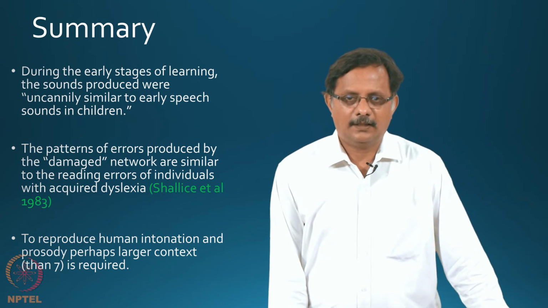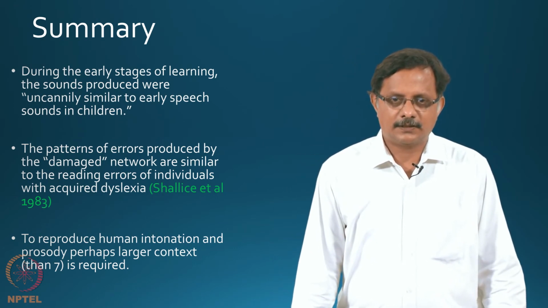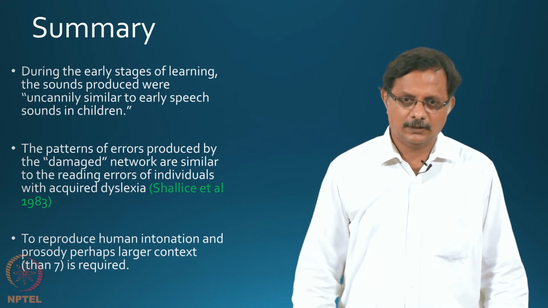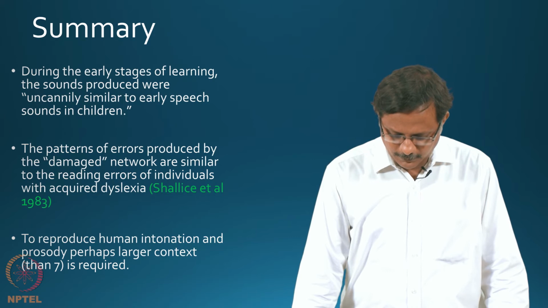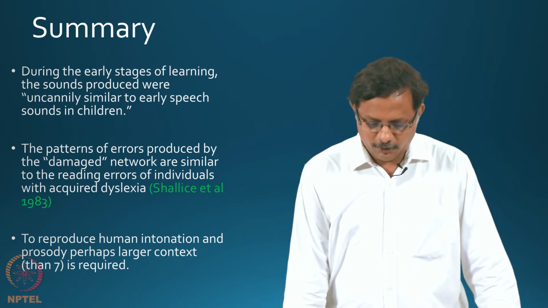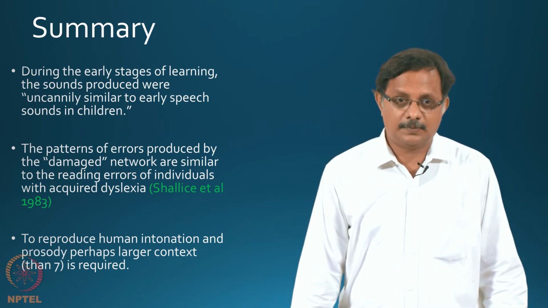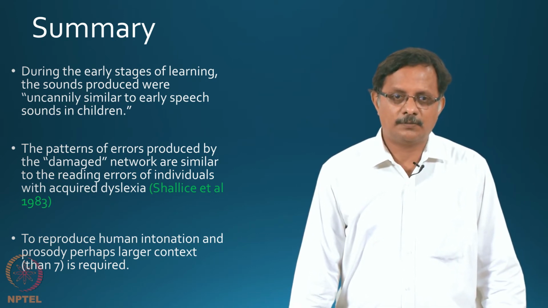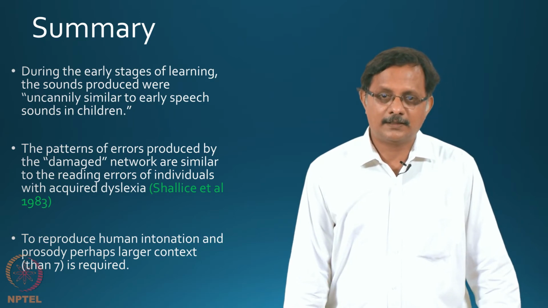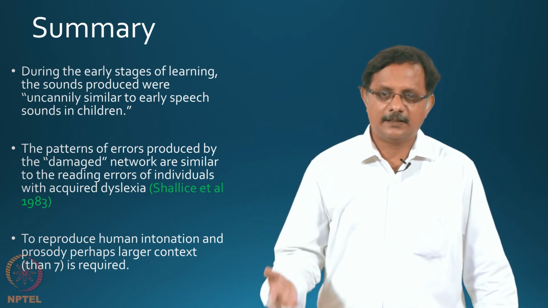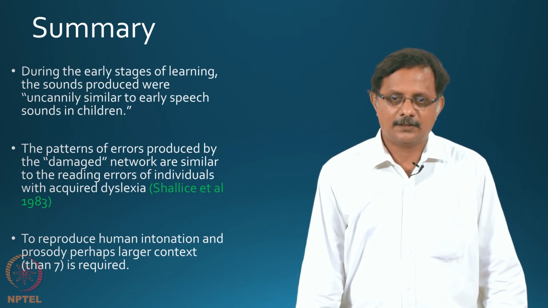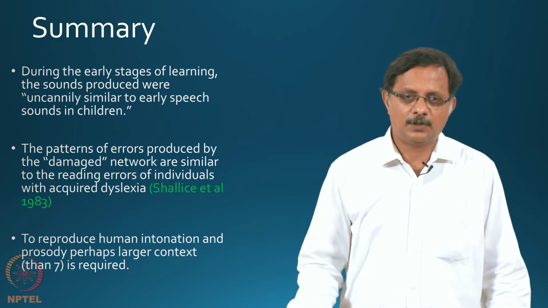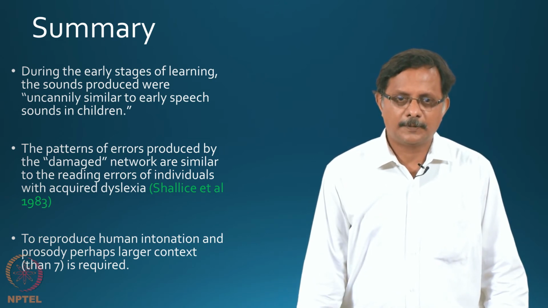So, in summary, we have seen that in the early stages of learning, the pattern of speech that the network produced is very similar to that of children. In fact, in the original paper, it was observed that the sounds produced were uncannily similar to early speech sounds in children. The patterns of errors produced by the damaged network are also similar to reading errors of individuals with acquired dyslexia. Dyslexia refers to difficulty in learning and reading. The kinds of errors that individuals with dyslexia showed are very similar to the performance of the damaged network.